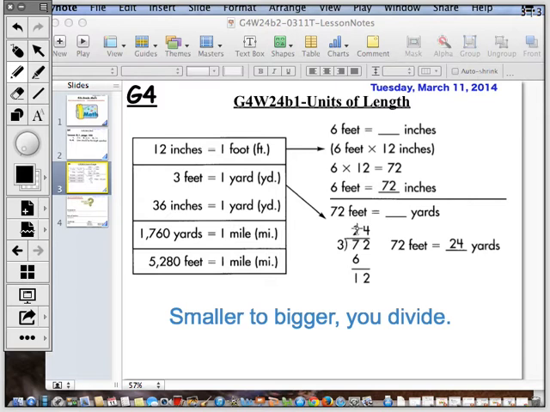3 goes into 7 2 times. You get 3 times 2 is 6. Subtract, you get 1. Then 3 goes into 12 4 times. And they didn't finish this, but that's okay because we're not learning about long division. No remainder. So the answer is 24 yards.